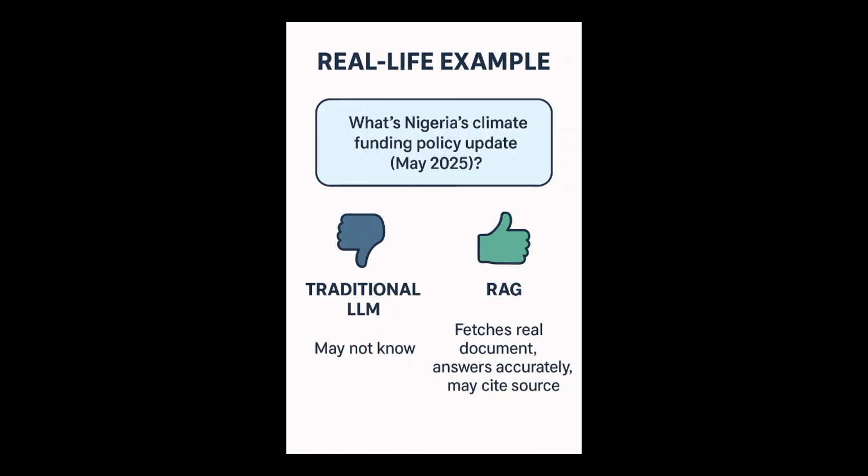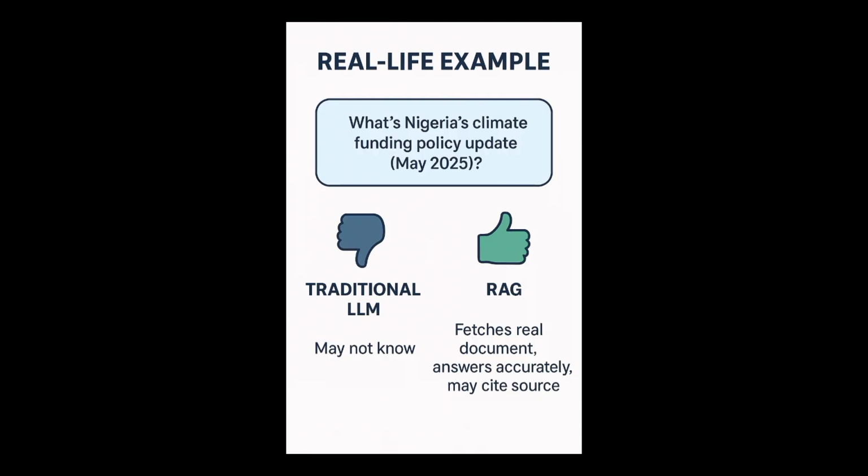So let's look at a real life example of this. You can ask, what's Nigeria's climate funding policy update in May 2025? Now, traditional LLM cannot know that because it was trained probably up to 2021, and if it is retrained, maybe up to 2023 or thereabout. But RAG can work with that because it can fetch real-time documents and answer accurately, and it will cite a source for that.